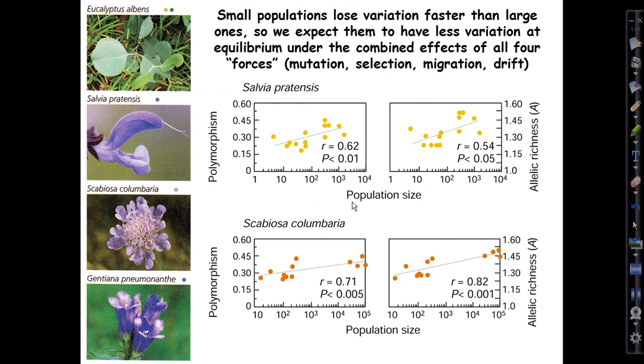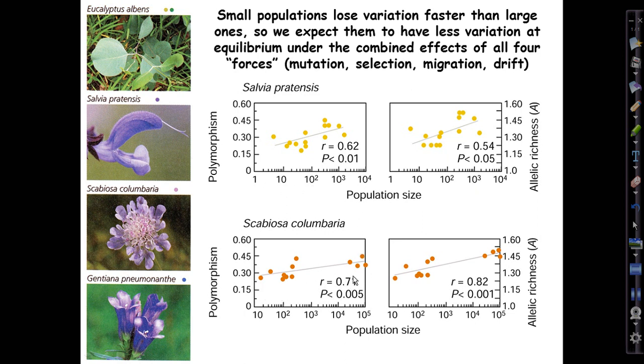Okay, so applying this to the real world, we immediately realize one prediction would be that little populations will lose variation faster than large ones, so they ought to have less variation at equilibrium under the combined effects of all the so-called forces or processes that we've introduced: mutation, selection, migration, and drift. Again, the textbook has a nice review of a study of 4 different plants that were heroically surveyed. They all had populations that could be identified over several orders of magnitude of apparent average size.